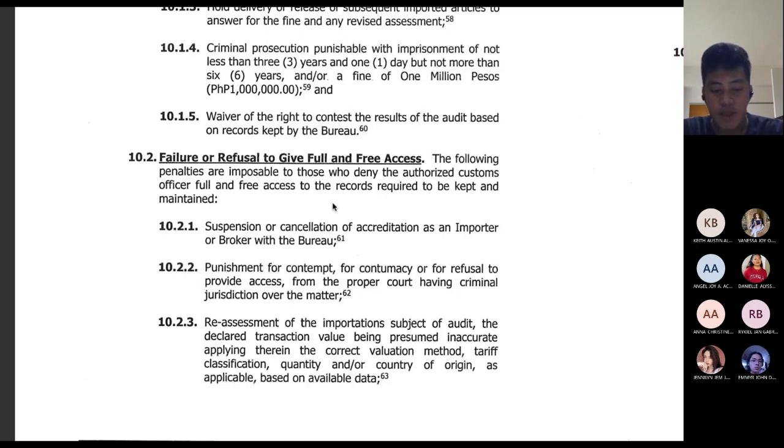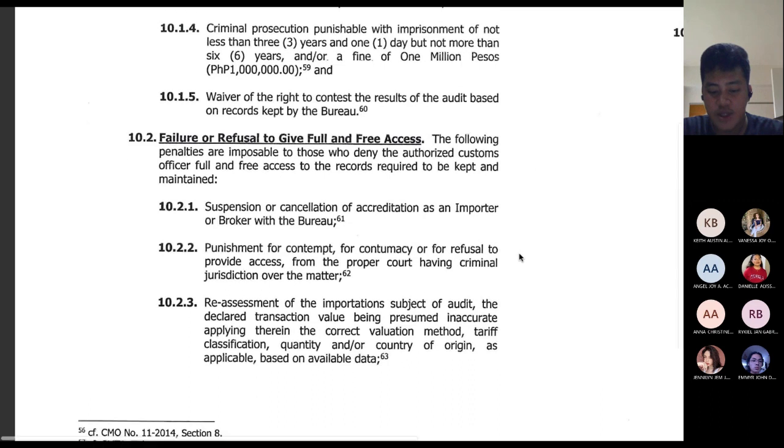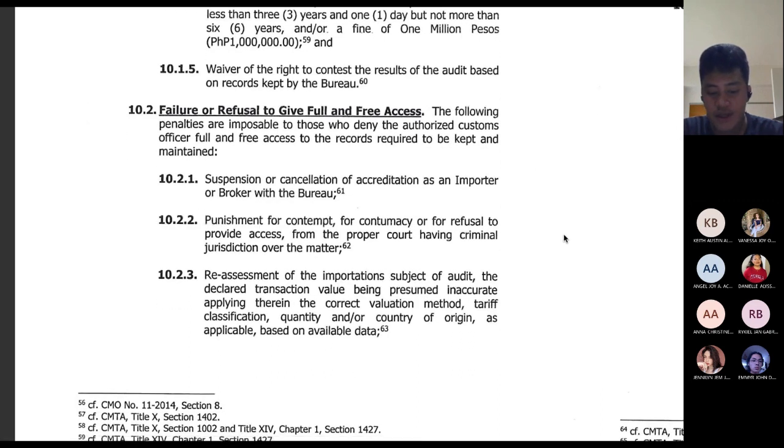10.2.2 Punishment for contempt or for contumacy or for refusal to provide access from the proper court having criminal jurisdiction over the matter. 10.2.3 Reassessment of the importation subject of audit, the declared transaction value being presumed inaccurate, applying therein the correct valuation method, tariff classification, quantity or country of origin as applicable based on the available data.